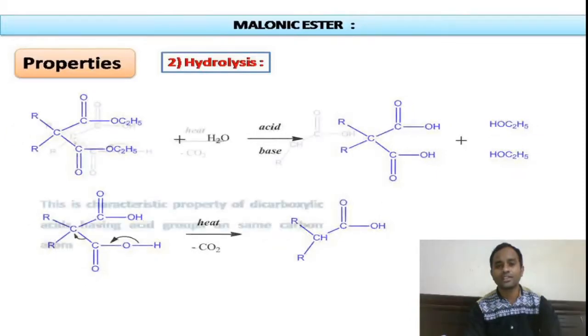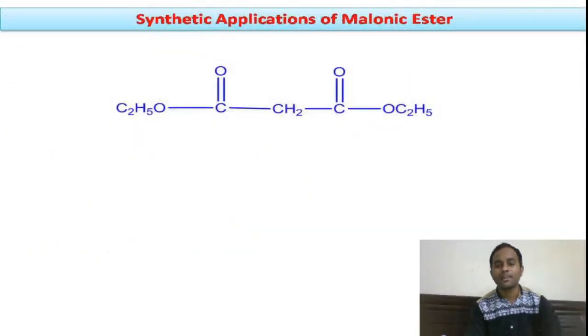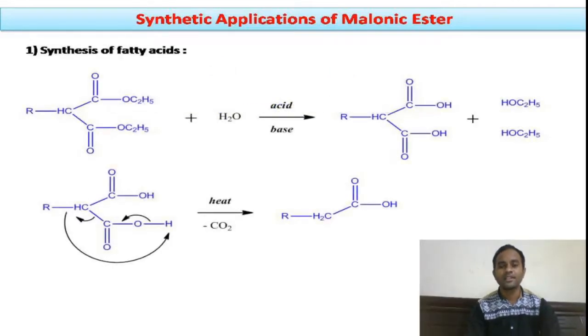Because of these two reactions, one, due to the presence of the active methylene group, it undergoes alkylation upon treating with the base, and the second, it undergoes hydrolysis to give monocarboxylic acid, this malonic ester is an important tool in the hands of synthetic chemists. And now we are going to see the synthetic applications of malonic ester one by one in the coming slides. You can see the first application is synthesis of fatty acids.